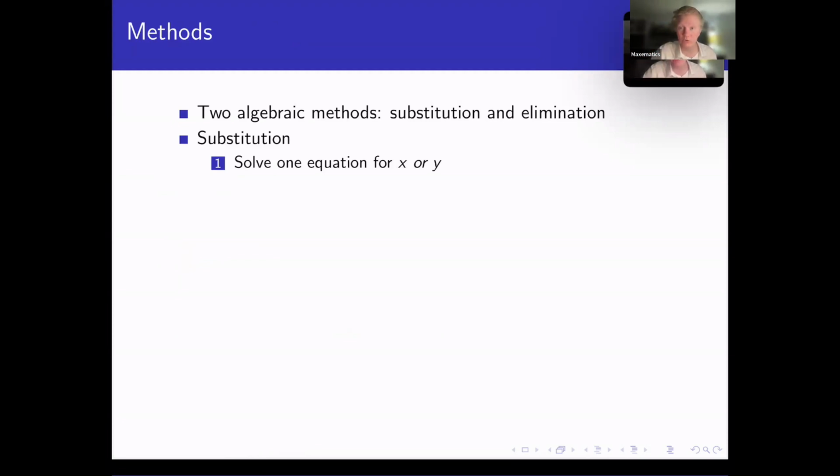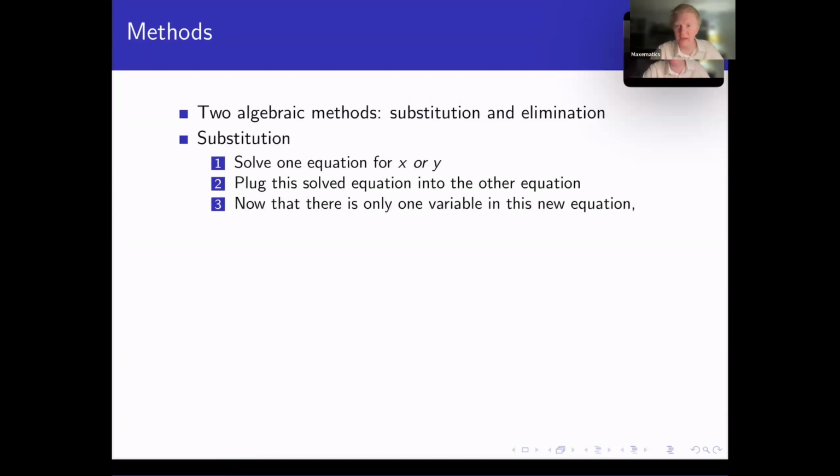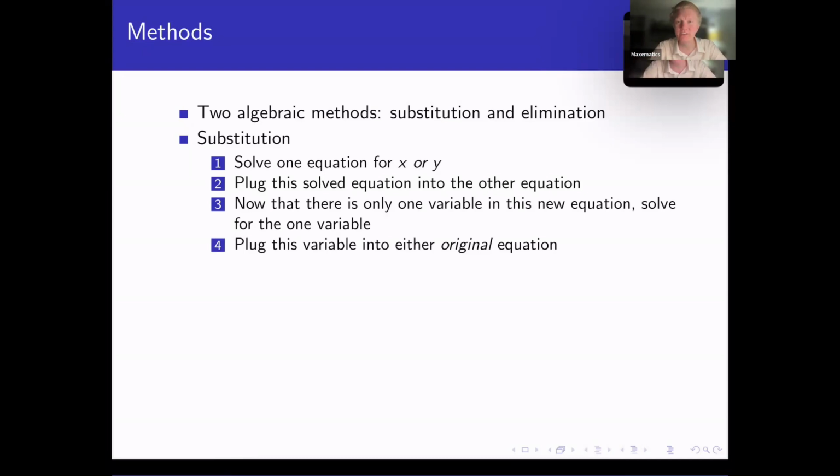Once we have x equals or y equals, we're going to take that and plug it into the other equation, right? There's two equations in our system. So what we're going to do is take one equation, plug it into the other. Well, once you do that, what you end up getting is a single equation in just one variable. You might have all x's now or all y's now. In that case, you solve that equation for x or y, and then you would take that x or y that you get a value for and plug it into either original equation of the system. Well, that's substitution.